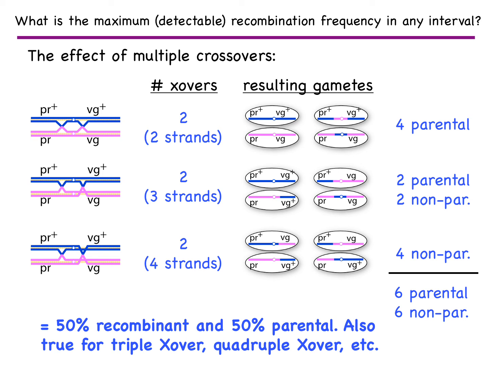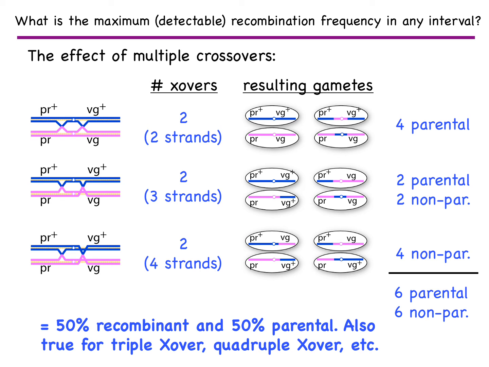Now if you look at the title of the slide, you can see it asks: what is the maximum detectable recombination frequency in an interval? I've got "detectable" in parentheses, and the reason is that when we do crosses, we're not actually looking at the chromosomes and saying, oh, there's a crossover event that happened here.